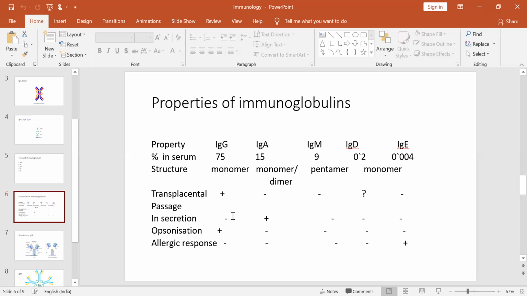In secretion, IgA is present, as the secreted immunoglobulin. And opsonization, what is opsonization I will discuss later, but you should know IgG has opsonization, no other immunoglobulin. And allergic response, I have told you that in an allergic condition, the IgE level will be high.